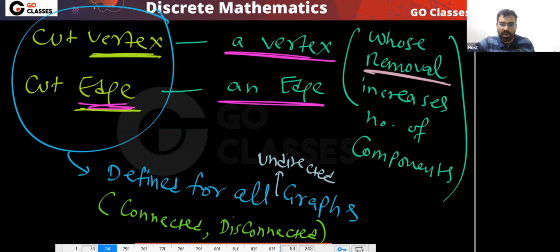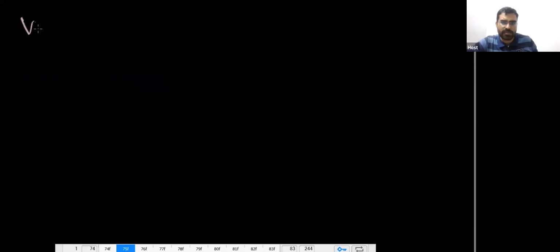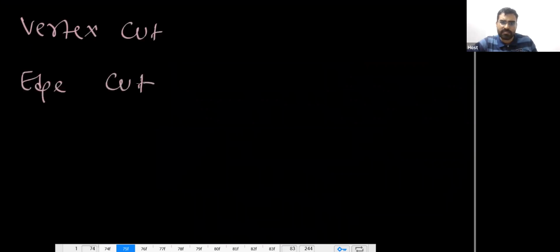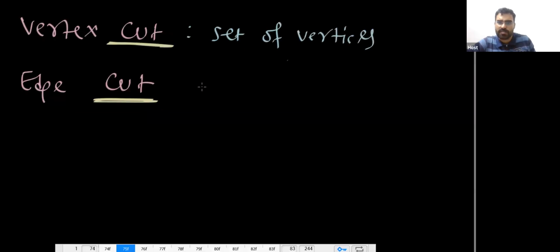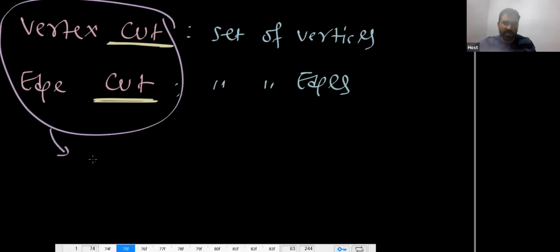Now the next concepts are actually defined for only connected graphs. Which concepts? Vertex cut and edge cut. Here the focus is on the cut. So this is a set of vertices, and this is a set of edges. Remember, these concepts we define for only connected graphs.